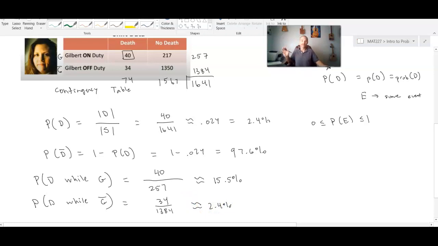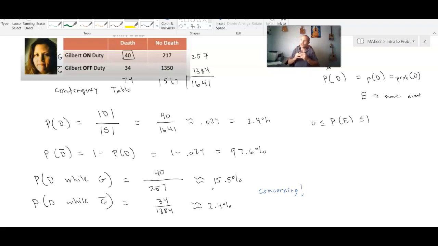Now, it could have been that she was the unlucky one that saw the patients during a specific period of time. But if you are an investigator or a statistician, this is very concerning. Because we can see that you're nearly 7 times more likely to die while Gilbert is on duty than when she's not on duty. So either she's being a nurse on duty during a time where there just tends to be more patients who don't survive, or there is really something going on here.